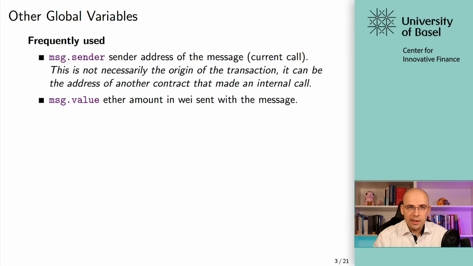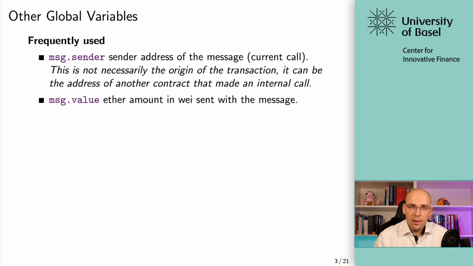So let us look at some other useful global variables, some of which are really frequently used. For example, msg.sender, so message sender. It's the sender address of the message, which means it's the sender address of the current call or the current internal transaction. This is not necessarily the origin of the transaction. We will see a global variable that actually uses the origin.